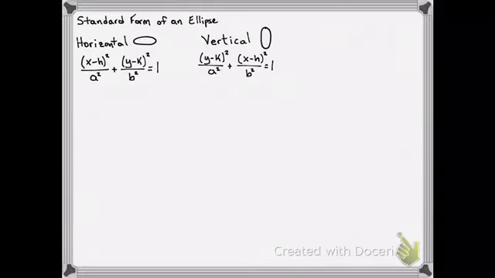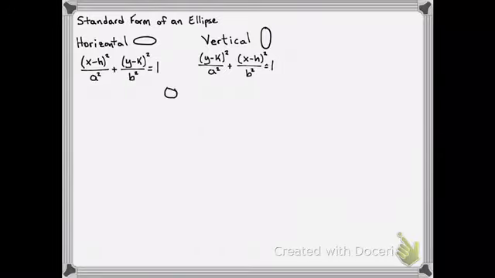Notice the two equations. They look very, very similar. In fact, almost everything is the same about them. The only difference between horizontal and vertical is that in the horizontal ellipse, x minus h squared comes first, and in a vertical ellipse, y minus k squared comes first. So it's addition, so you might think, well, can't I just put them in any order? So how do I tell whether it's horizontal or vertical?